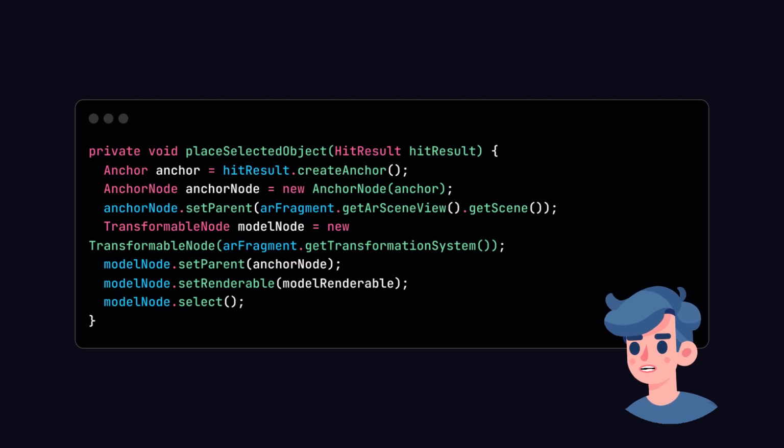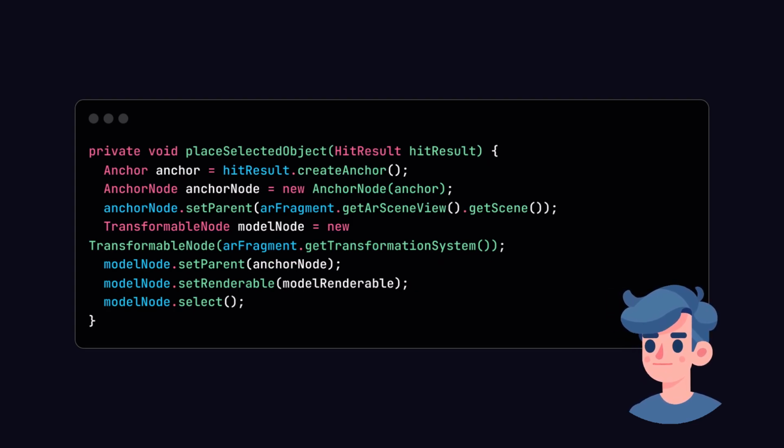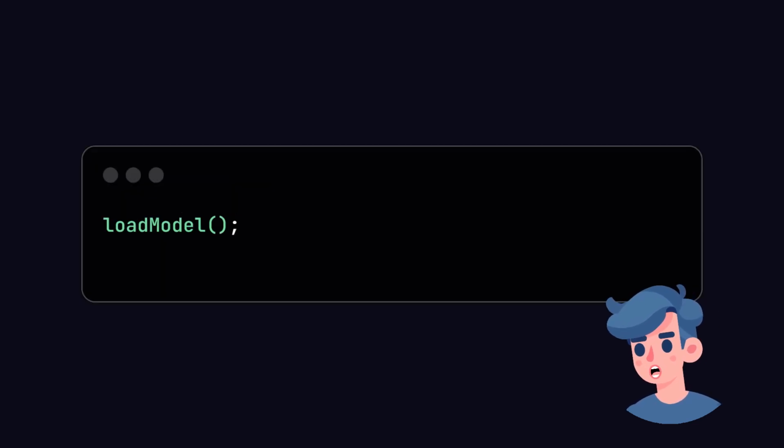Now let's implement the placeSelectedObject method. This method will place our 3D model at the touched position in the AR world. Next, we need to initialize our 3D model when the activity starts. Call the loadModel method inside your onCreate method. We are nearing completion. At this point, we have the basic framework of an AR sports coaching app.